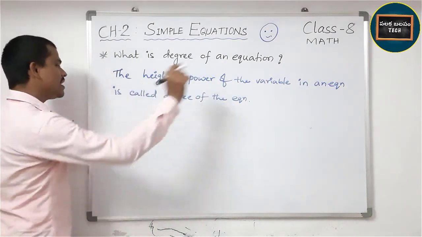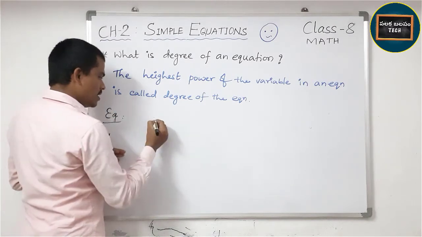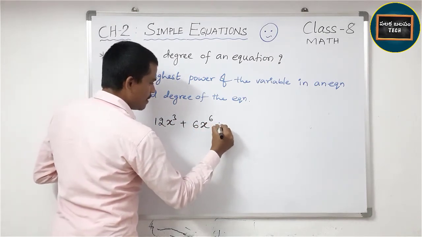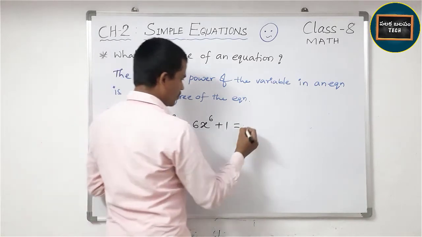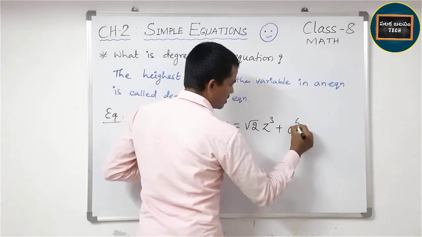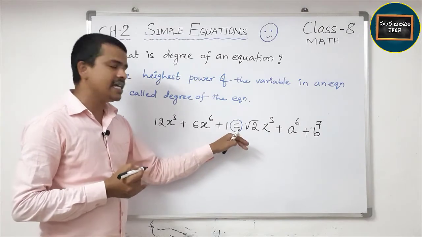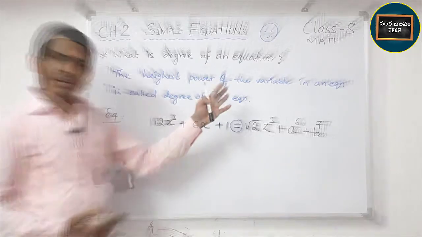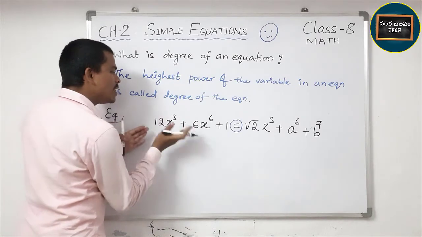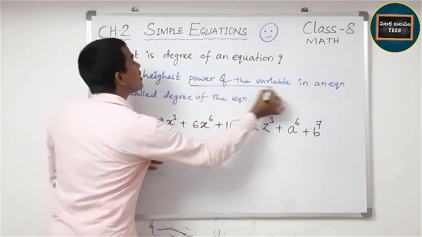Let us take one example. I am taking here 12x cube plus 6x power 6 plus 1 equal to root 2 z cube plus a power 6 plus b power 7. You can see the equality sign here. So it is called an equation, and I am going to observe the powers of the variables. Why? Because I am going to find the degree. To find the degree of an equation, we have to check the powers of the variables.